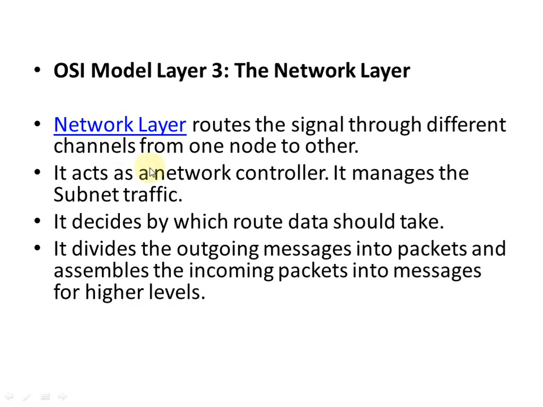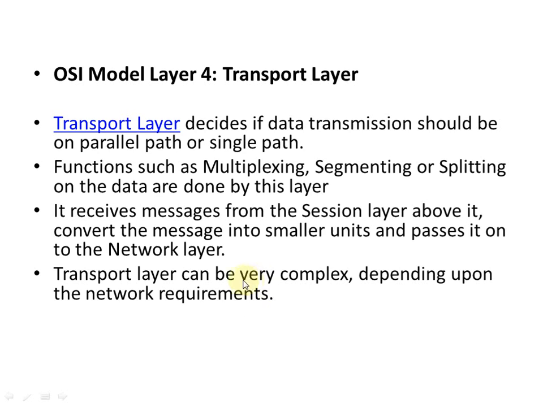These are the functions of the network layer: routes the signal through different channels from one node to another, and also manages subnet traffic. Next layer is the transport layer. As the name suggests, the transport layer decides if the data transmission should be on a parallel or single path. Functions such as multiplexing, segmenting or splitting of the data are done by this layer.